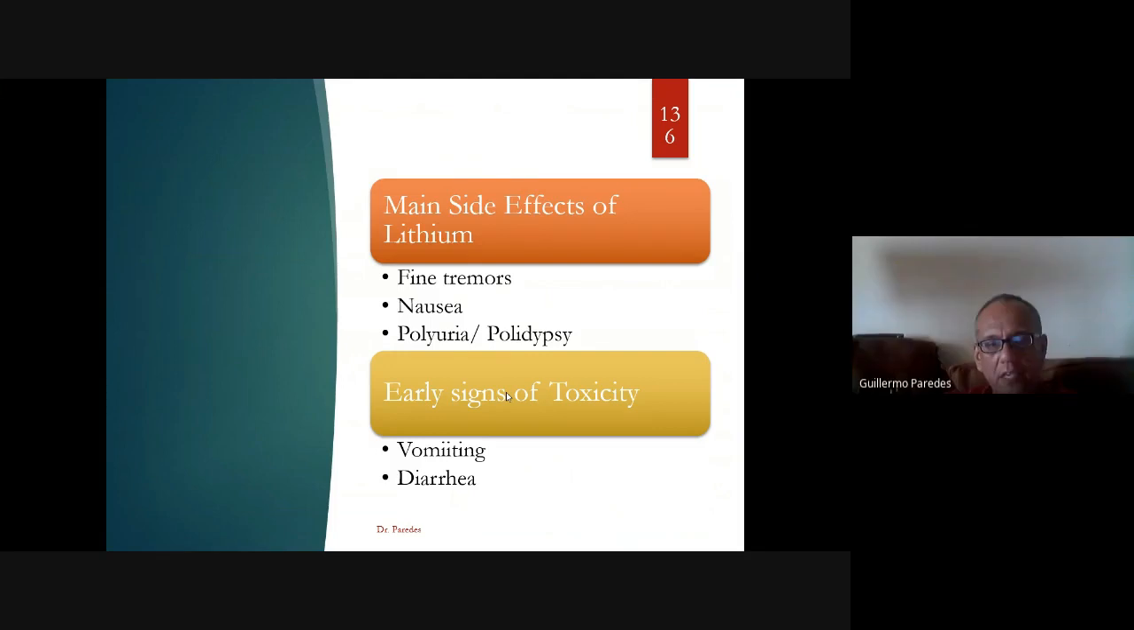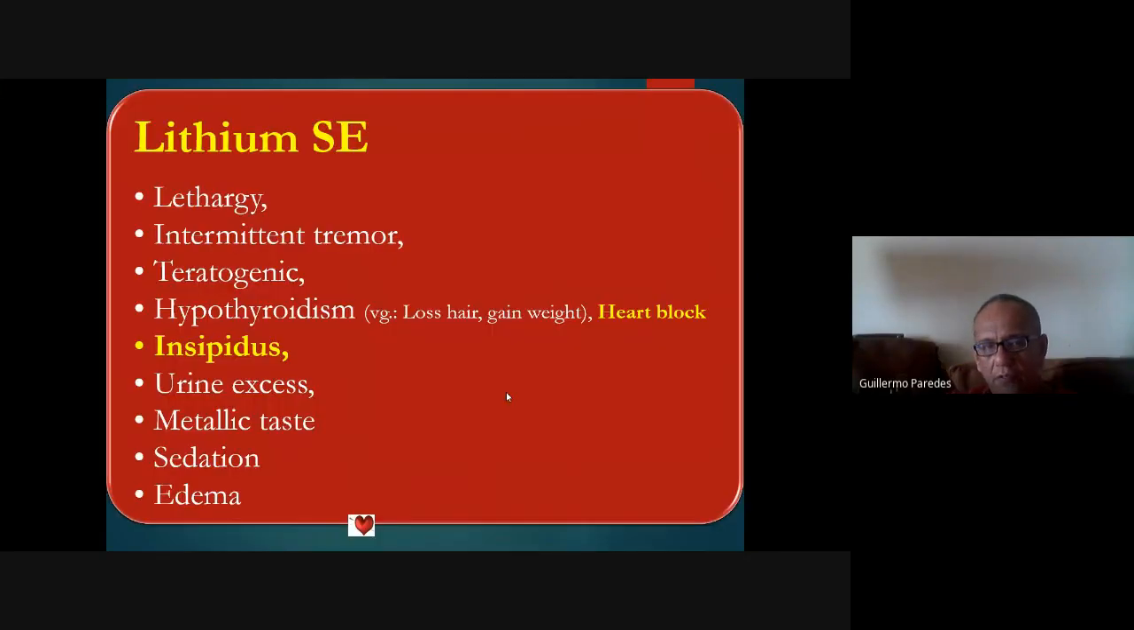Yes. Maintenance effects: fine tremors, nausea, polyuria, polydipsia because of this problem of diabetes insipidus. So they are going to basically urinate a lot, right? But that is not a sign of diabetes mellitus. Okay, diabetes insipidus.